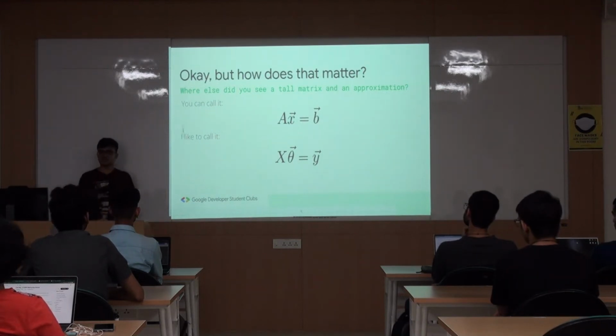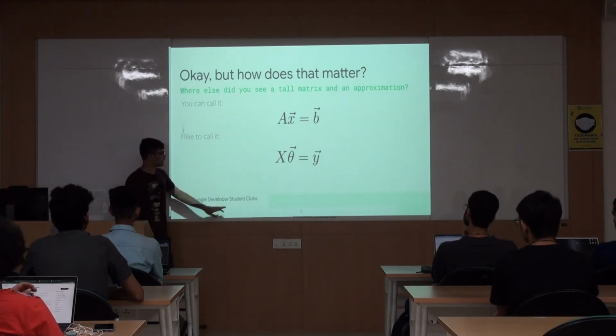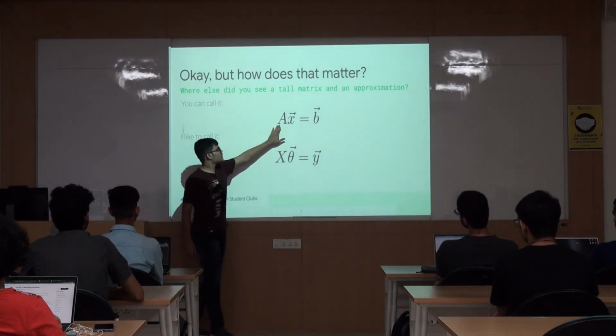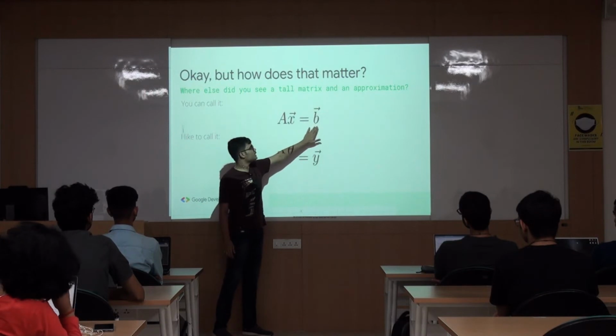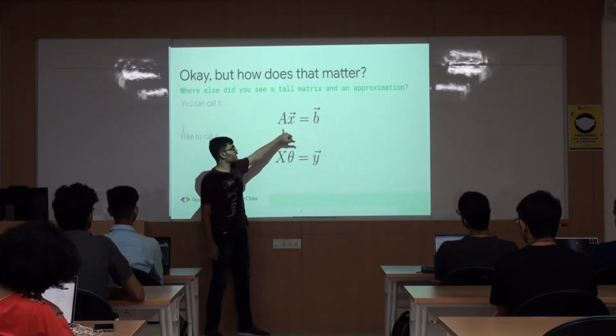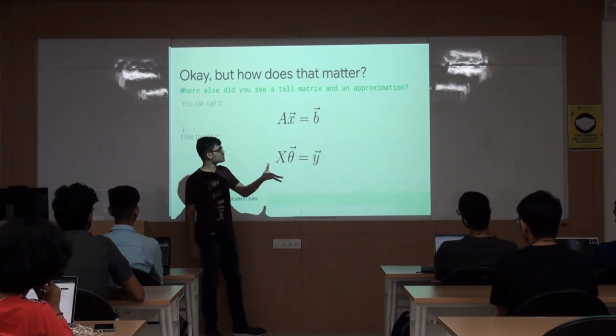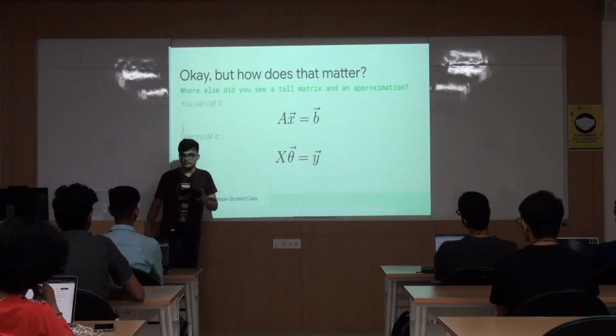Do you get the motivation for doing this? Over here we had some random tall matrix A, and we wanted to project B onto A, so that we can get the closest approximation of B on the column space of A.